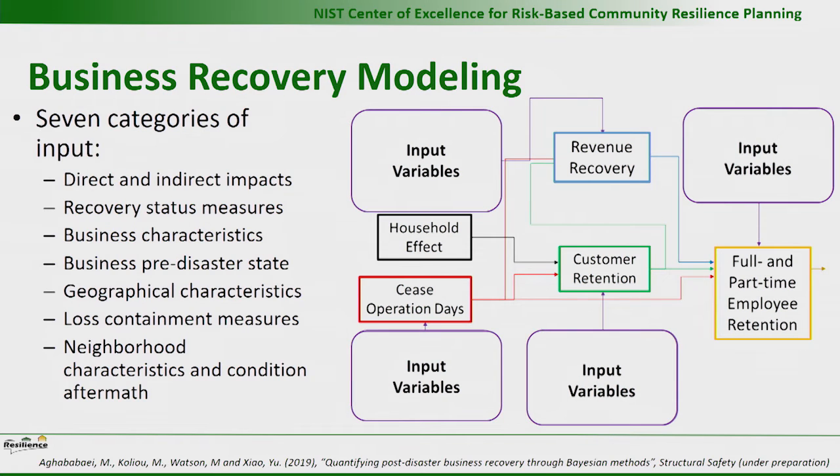Looking at the flow diagram, you see several instances of input variables. So these input variables consist of 7 categories listed on the screen here and include direct and indirect impacts, business characteristics, and local context, for example.